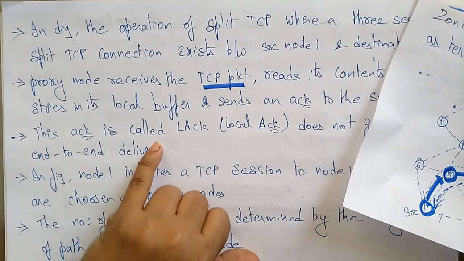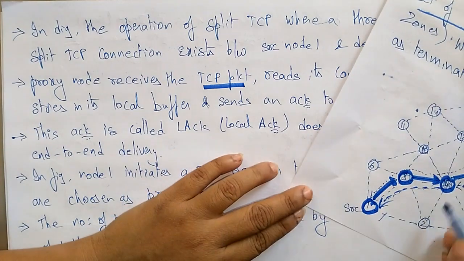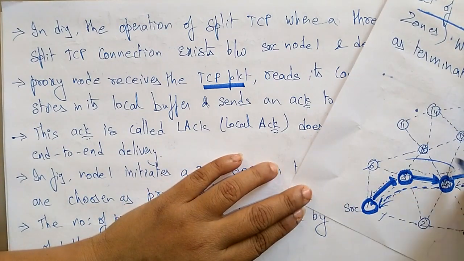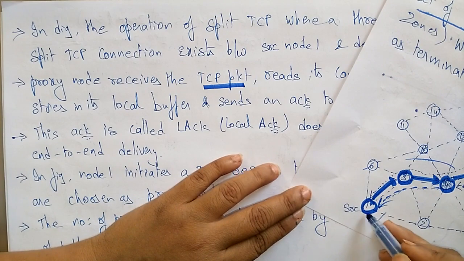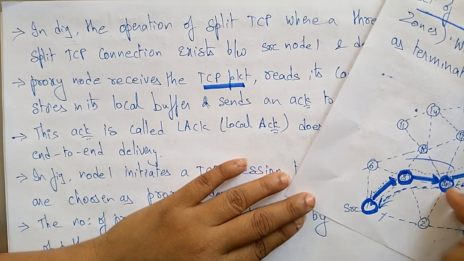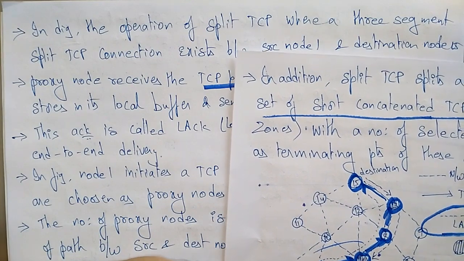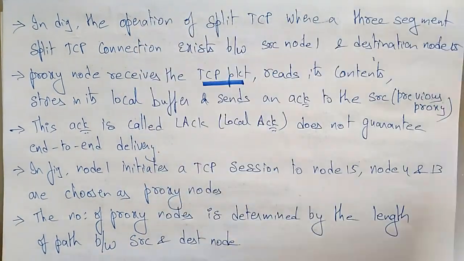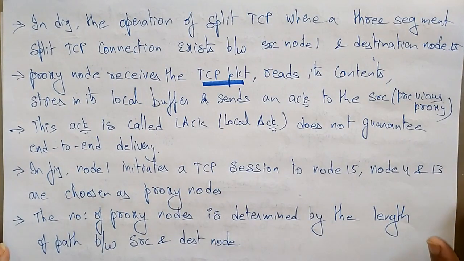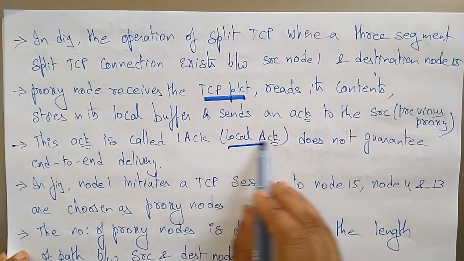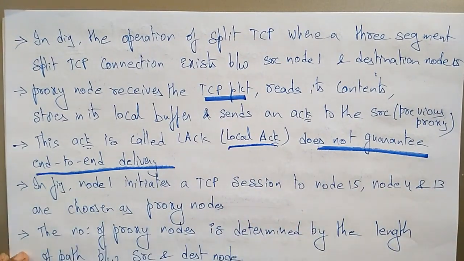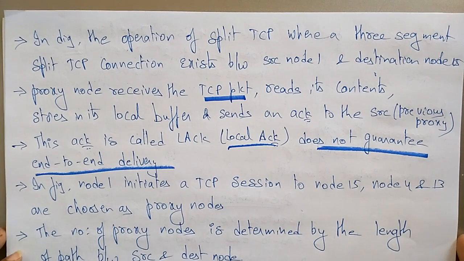This acknowledgement is called the local acknowledgement, because it is between the proxy node and the source node. The type of acknowledgement that this proxy sends to the source is a local acknowledgement, which does not guarantee end-to-end delivery. So there is another problem here: the local acknowledgement does not guarantee end-to-end delivery.